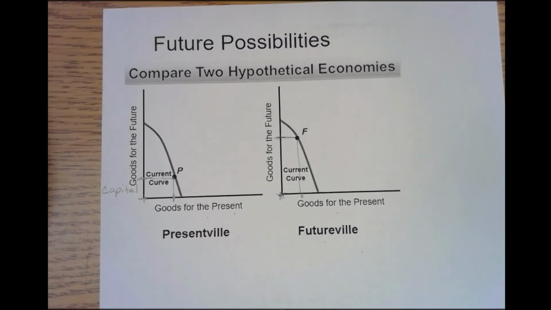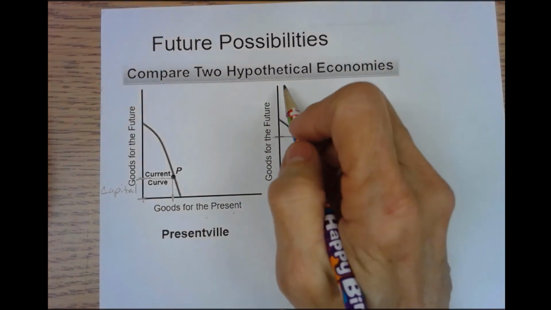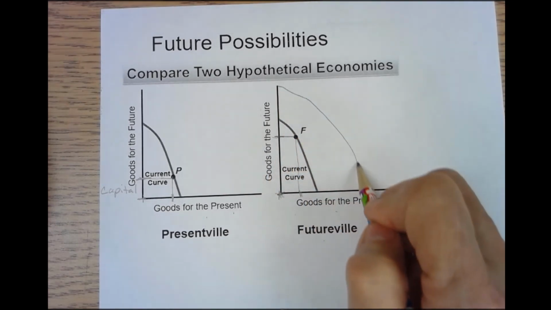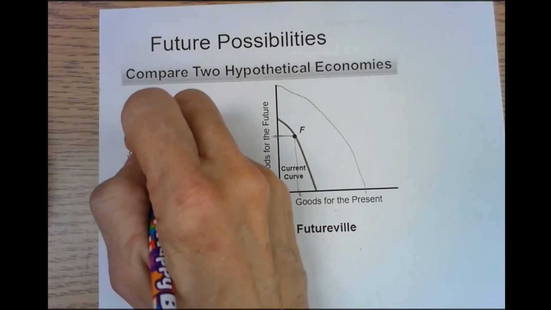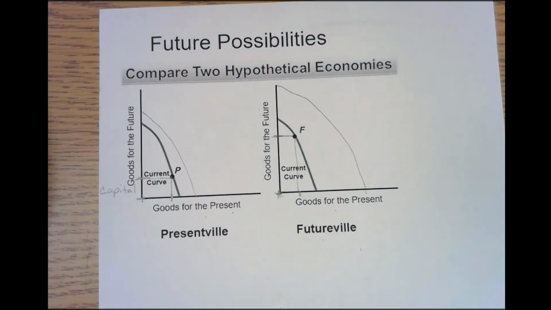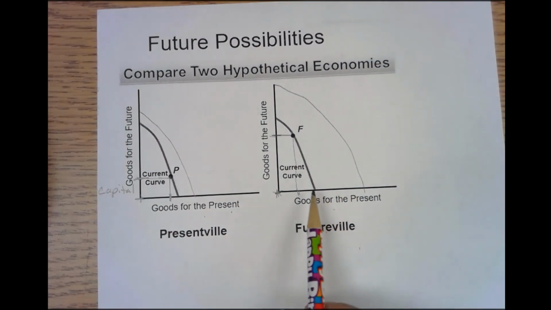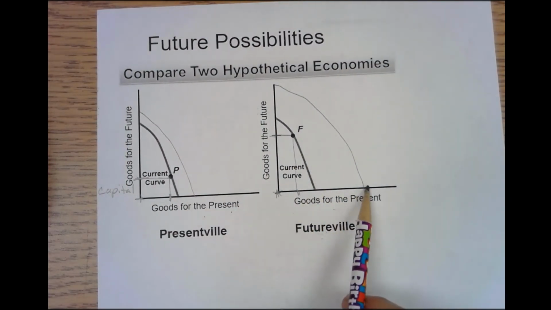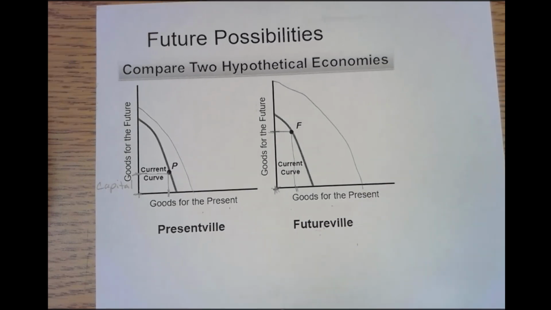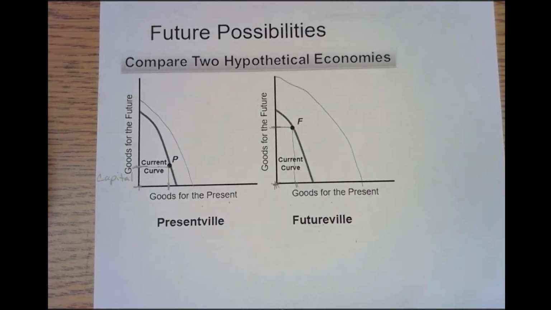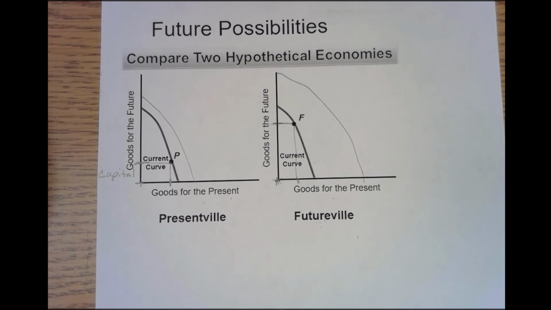Which one do you think will have more economic growth? Well, if you said Futureville, you're right. So its curve is going to shift way out here, while Presentville's will probably only shift to right here. And the reason why Futureville is going to have a lot more economic growth is it's going to have more capital resources in the future and therefore be able to produce more.